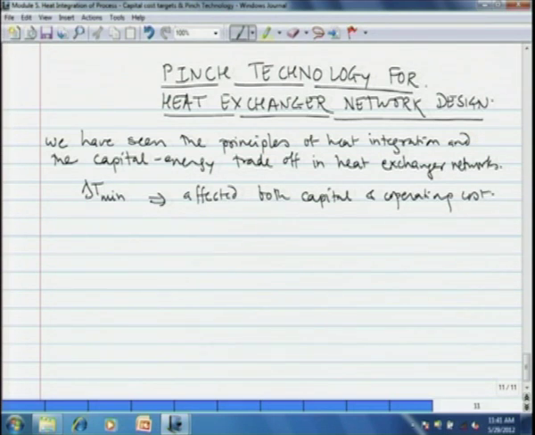Now, to start with actual design of the heat exchanger network by placing matches, that is left out, and that we will do now. The two costs, the capital and operating cost, are combined to obtain the total cost, and the optimum point in the capital energy trade off is to be identified, corresponding to the optimum value of delta T min.